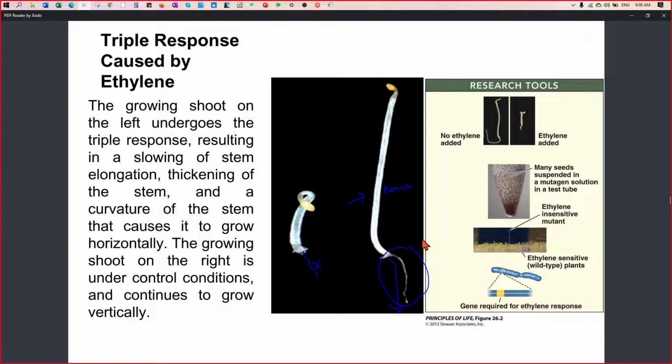So normally, when you give ethylene, all of them are going to be short. All of them are going to be fat like this. But if you manage to cause a mutant, like in this case, one seedling is going to be the opposite of everything. So you know that this one has mutated, and this one is still not mutated. Nothing is happening. So you pick up this one and use it for your further study. So it's a tool in research, right?